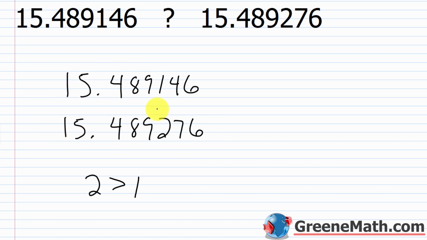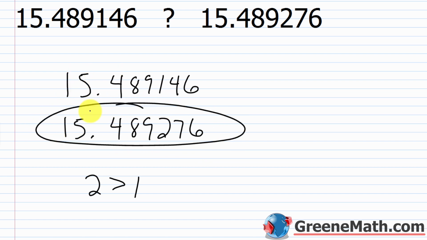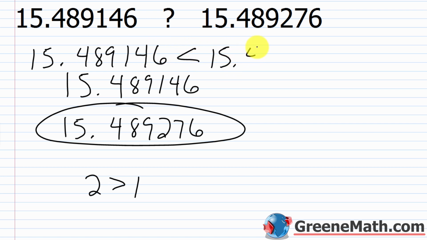Let me just kind of erase that. This is going to be the bigger number. And so that number is over here. So I would put that 15.489146 is less than 15.489276. And the reason for that is my digit in the 10,000ths place in this number is a 1. My digit in the 10,000ths place in this number is a 2. 2 is greater than 1, so that means this number is the larger number.